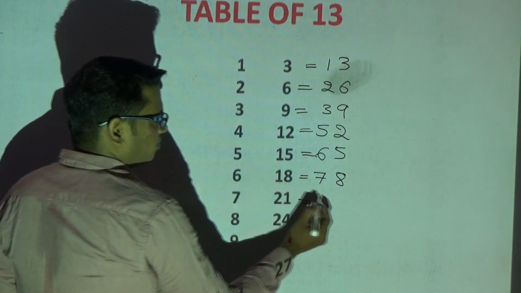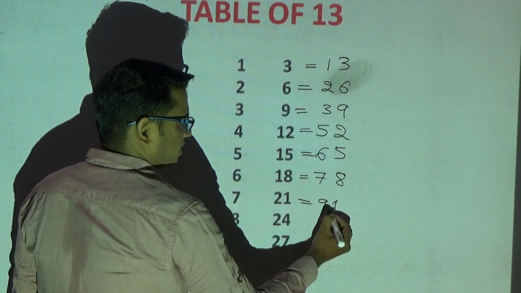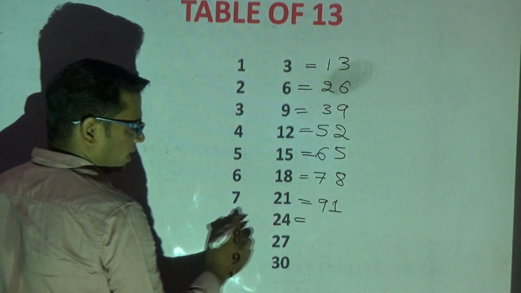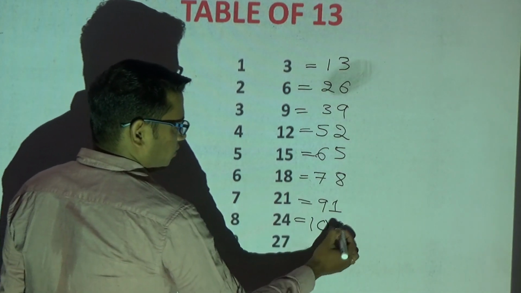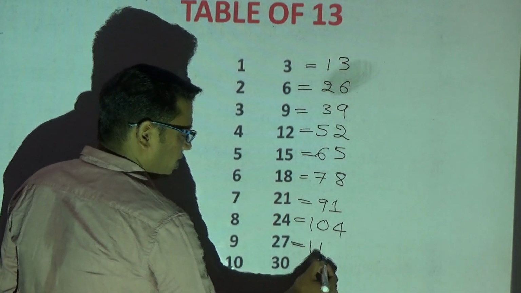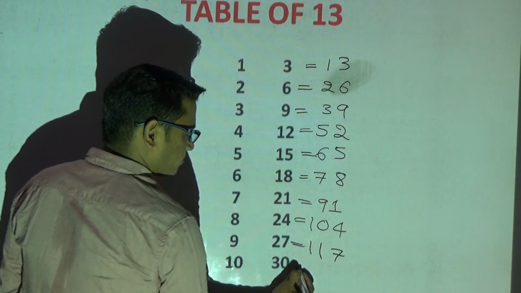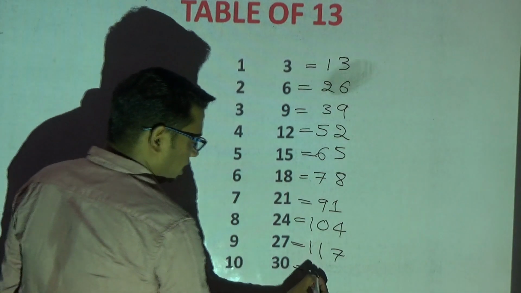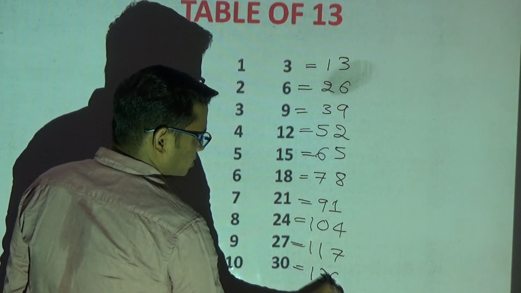Add 2 to 7, it will become 9. Write 1 as it is. Add 2 to 8, it will become 10. Write this 4 as it is. Add 2 to this 9, it will become 11. Write this 7 as it is. Add 3 to 10, it will become 13 and write 0 as it is.